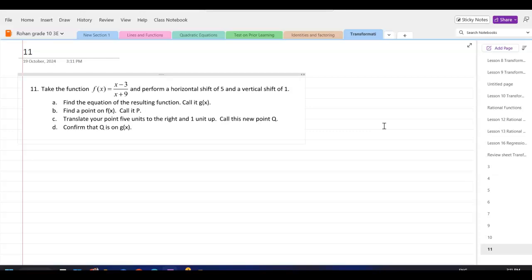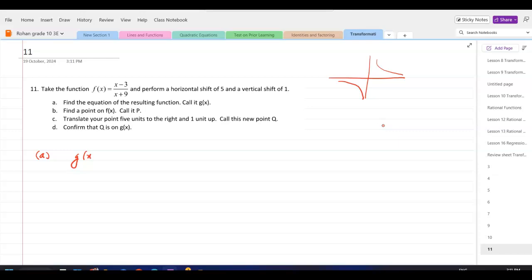Okay. So perform a horizontal shift of 5 units and a vertical shift of 1 unit. What function is this? Is this a rational function? Rational function. A rational function goes like this. Then you translate and all that. I'm not doing that right now. So this is a rational function. First, horizontal shift of 5.